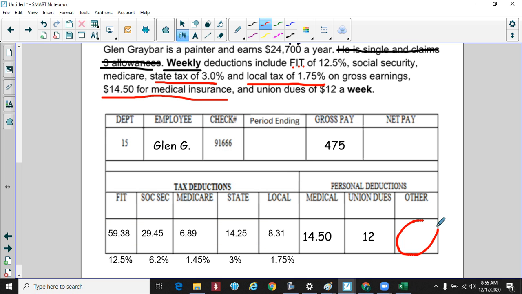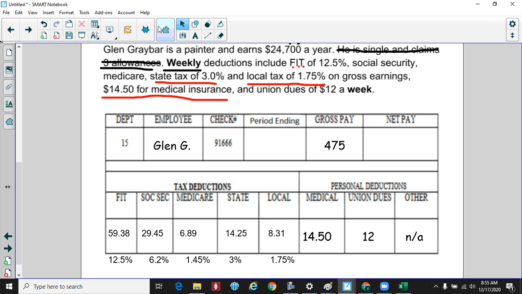Now, y'all might be asking, wait a minute, what about this over here? This is blank. Well, you're right. Sometimes that will be blank. In this problem, that last one is not going to be used. So just to make sure we're good, I'm going to write in N/A because that's not a deduction here.